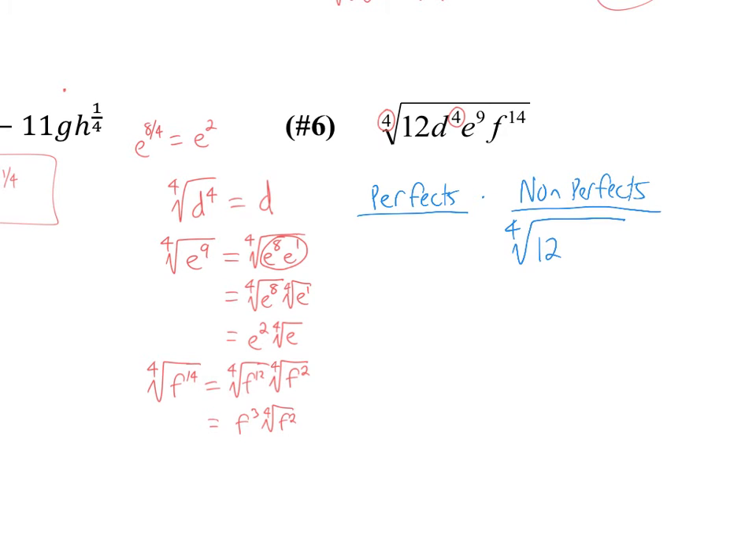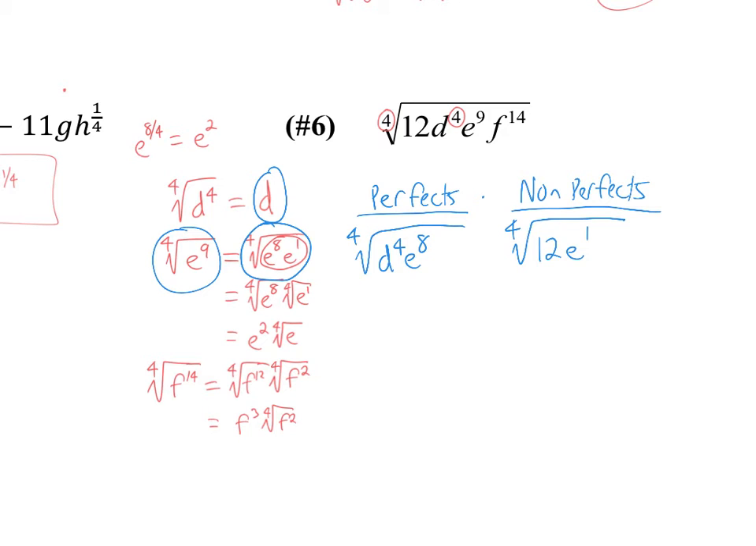We broke down d. We said d to the fourth was a perfect fourth. So we're going to put d to the fourth with the perfects, because it actually divided to d over here, right? Good. And then we said we split e to the 9th into e to the 8th times e to the 1st. So I'm going to put e to the 8th over here, and I'm going to put e to the 1st over here, okay? We're splitting perfects and non-perfects.